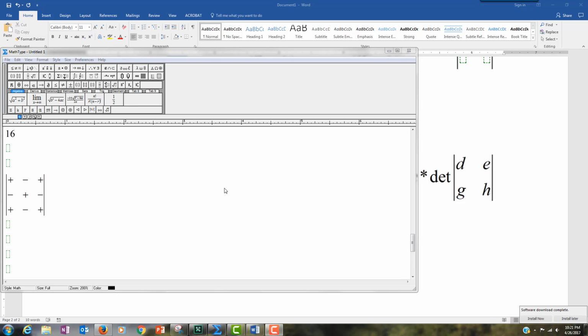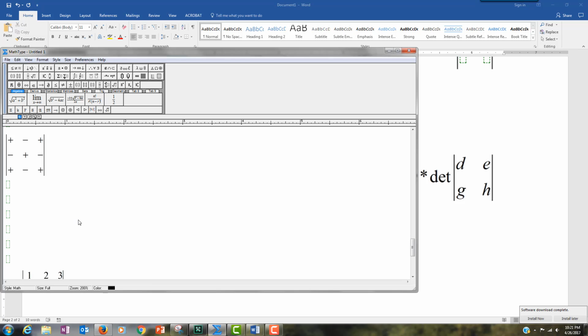A word of caution when we do our expansion is we're going to have a series of alternating signs, but we've got to be careful based on the row that we pick. It might not be plus, minus, plus. It might be minus, plus, minus, for example. So you just got to be careful when you do that.